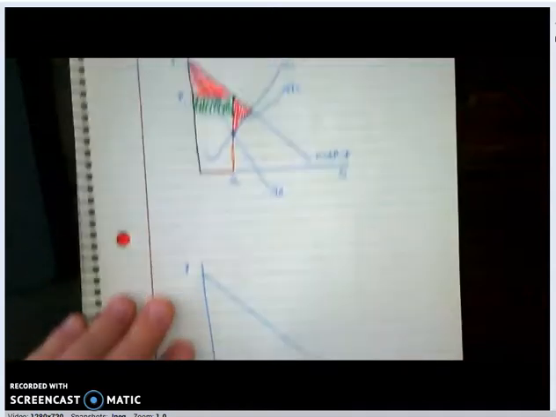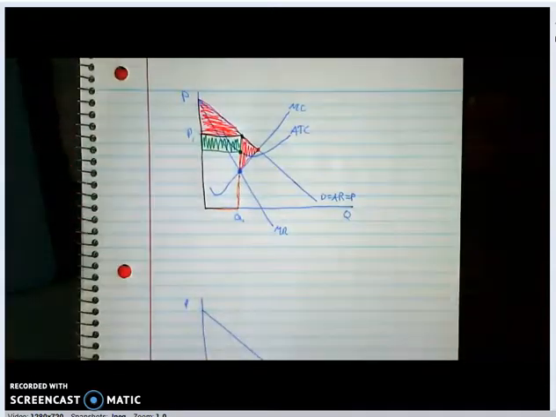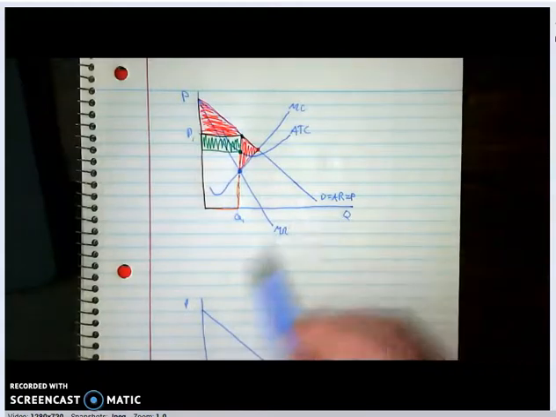Now up here on this graph in a traditional monopoly, if I want to sell to that person who's willing to pay 8, then I've got to lower the price for all previous units sold. That's why this marginal revenue curve is less than demand, right?